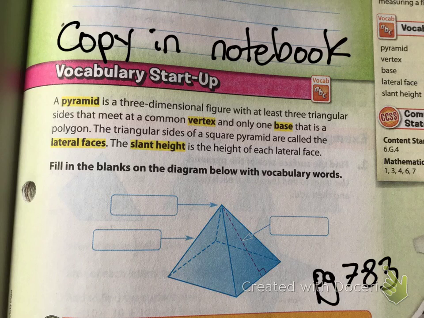A pyramid is a three-dimensional figure with at least 3 triangular sides that meet at a common vertex, and only one base, and that base is a polygon. So that's really important to note. The triangular sides of a square pyramid are called the lateral faces, and the slant height is the height of each lateral face. So these are the kind of things that you're going to be seeing.